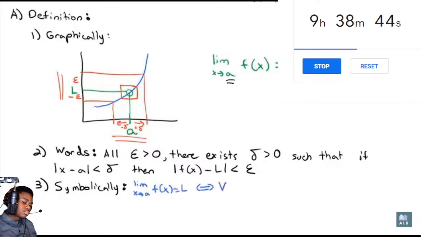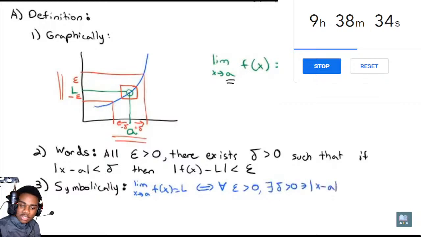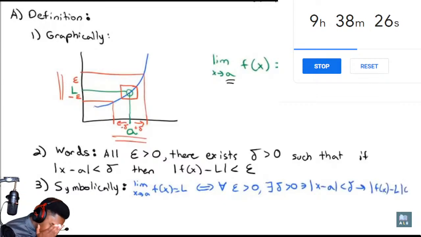implies that for all epsilon greater than 0, there exists a delta greater than 0 such that the absolute value of x minus a is less than delta implies that the absolute value of f of x minus L is less than epsilon.